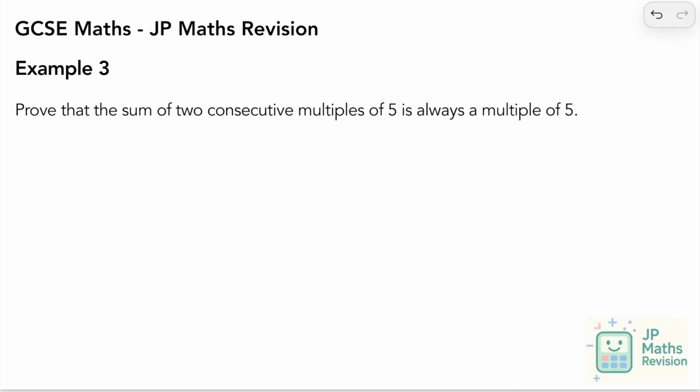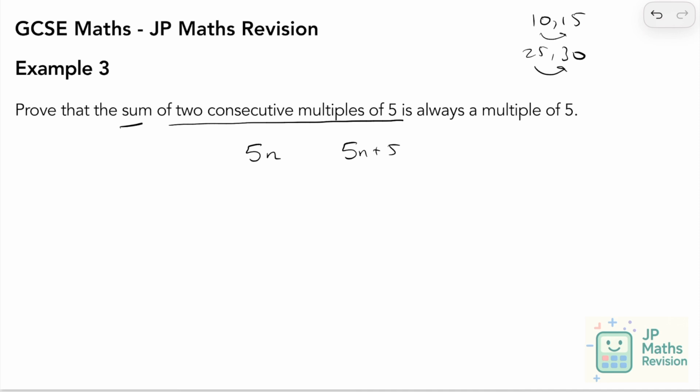So here's another example. We need to prove that the sum of two consecutive multiples of 5 is always a multiple of 5. So the first thing I'm going to do is define my two consecutive multiples of 5. For the first multiple of 5, I can have 5n, and then the next multiple of 5 is going to be 5n plus 5. Because if I have two consecutive multiples of 5, for example, I can have 10 and 15, or 25 and 30. So to get the next one, I simply add 5 to the first one.